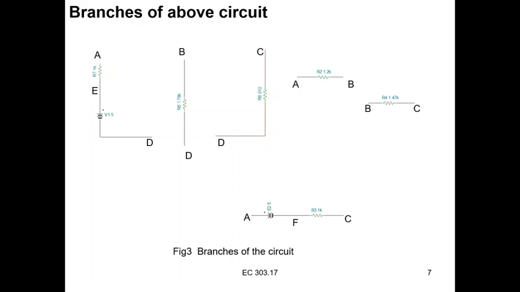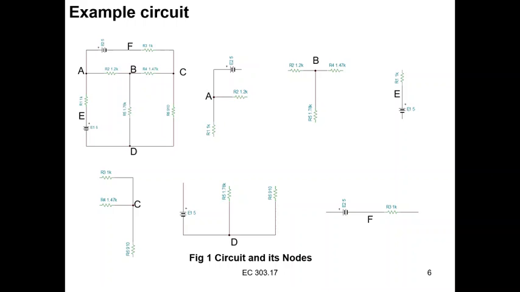Hence, the circuit element that is connected between C and D is R6, and it is also called a branch. And between A and B, there is a resistor connected, R2, and it is also called a branch. And between B and C, R4 is connected, it is another branch. Like this, there are 6 branches and 4 nodes in this circuit.